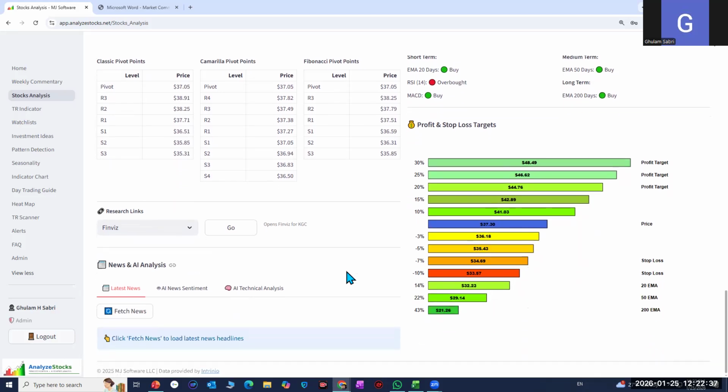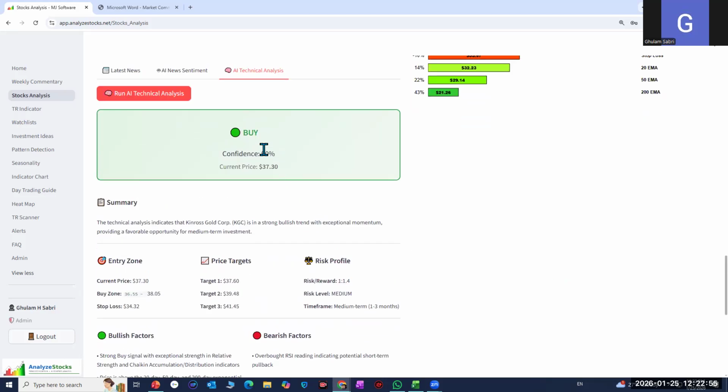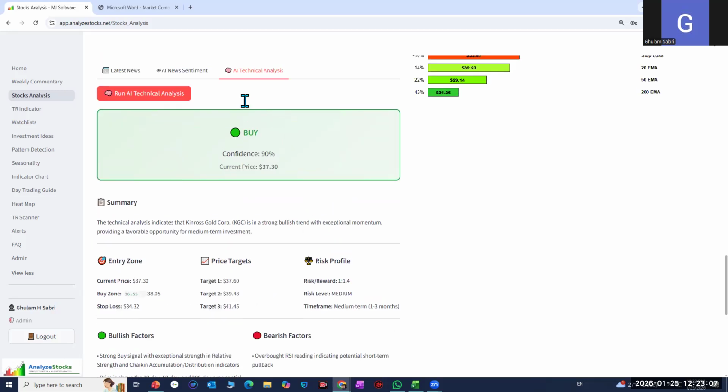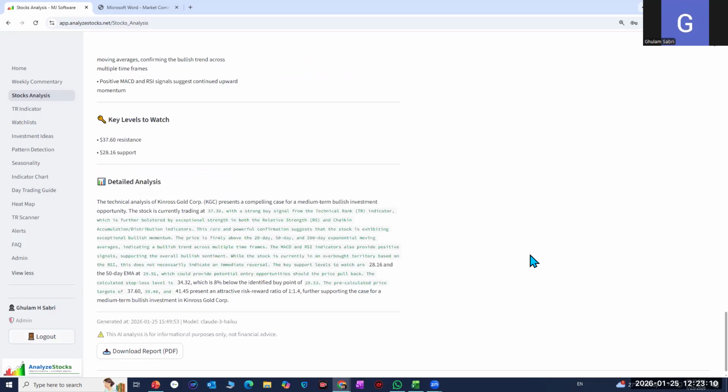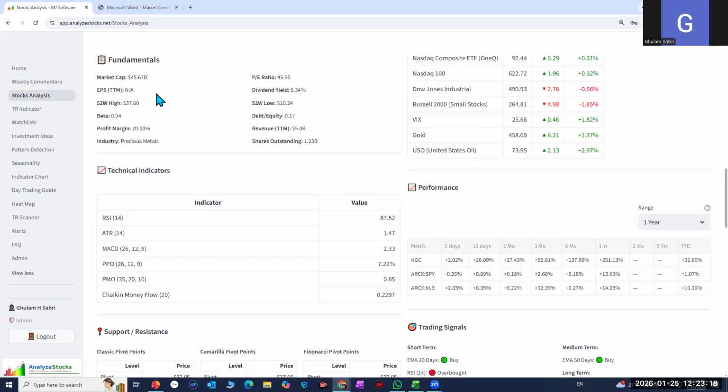So you can plot these things on your chart. Down here, there is a news sentiment analysis. What this will do is capture the latest news items for this particular stock, which is KGC in this scenario, and perform an AI technical analysis of all those news items as well as its technical indicators, telling us that this is a buy with 90% confidence level at the current price. The buy zone is this, stop loss is this. The bullish factors, the other bearish factors. This is what the AI agent will do for you. This is a detailed analysis of that, but that's automatically done by AI. Honestly, we don't go and write it ourselves.